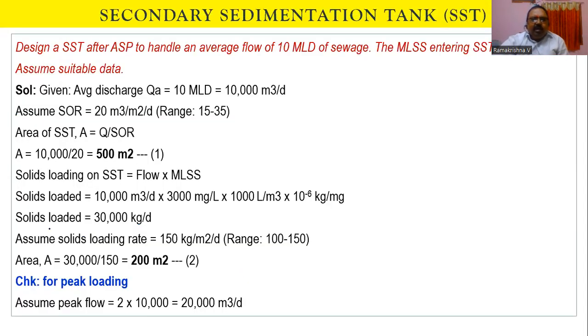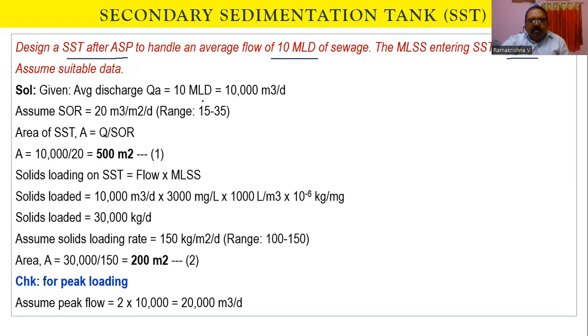Now let us look at a design to understand these design parameters. Design a secondary sedimentation tank after the activated sludge process to handle an average flow of 10 MLD of sewage. The MLSS entering the secondary sedimentation tank is 3000 milligrams per liter. You can assume suitable data. The average discharge, QA, stands for average, and there will be peak flow, so we will also write QP for peak flow.